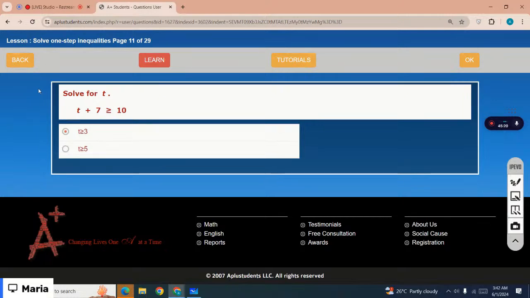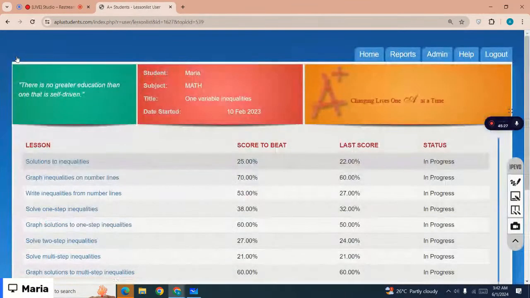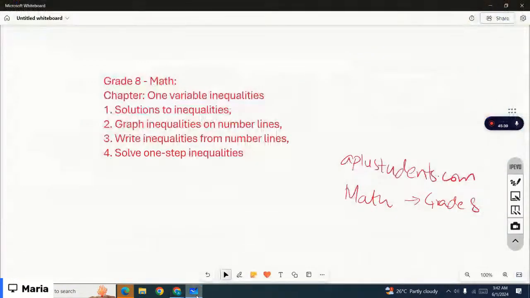Okay, you can complete the lesson by yourself later today. So we were working on grade 8 math. The chapter we were working on is one variable inequalities, and the lessons we have covered today are solutions to inequalities, graph inequalities on number line, write inequalities from number lines, solve one-step inequalities. So please make sure before the next session, you complete all the practice questions for the lessons we did today. That is your homework until the next session.